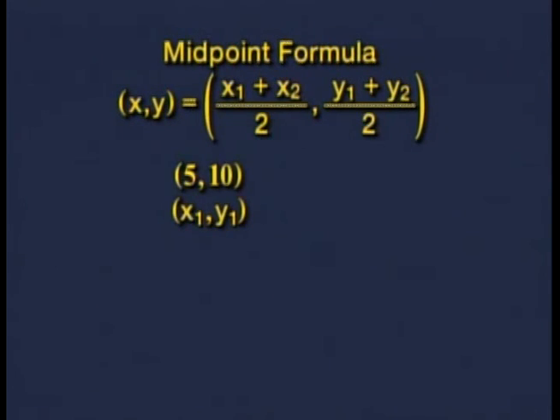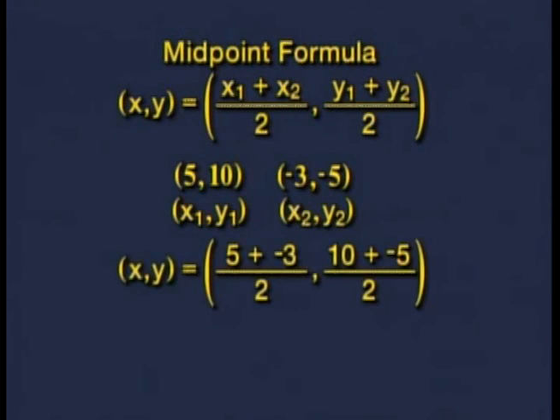We'll let 5, 10 be the first point. Negative 3, negative 5 will be the second point. Now substitute the coordinates in the formula. We'll find the x-coordinate first. 5 plus negative 3 is 2, so the x-coordinate is 2 over 2. That's 1. Now let's find the y-coordinate. 10 plus negative 5 is 5. The y-coordinate is 5 over 2, or 2.5. The point midway between 5, 10 and negative 3, negative 5 is at 1, 2.5.